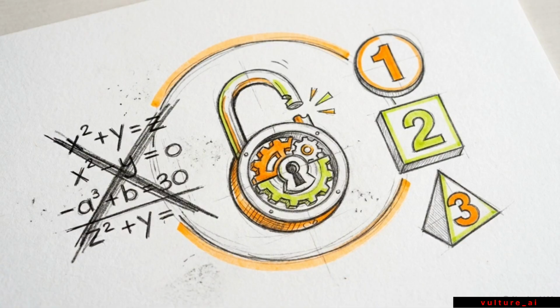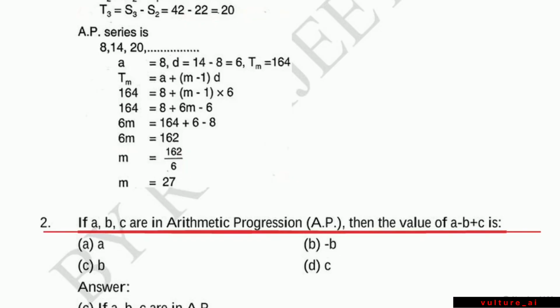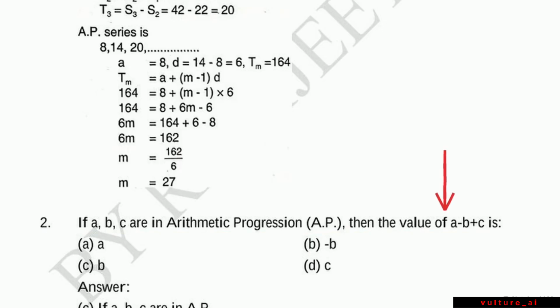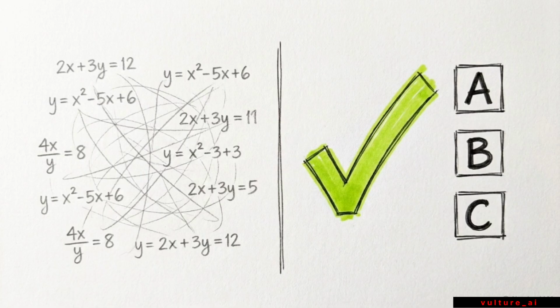Moving to Module 2, we bypass variables completely. Trick 4 is the integer substitution hack. When letters A, B, and C are in an arithmetic progression, immediately replace them with numbers 1, 2, and 3. If asked for A minus B plus C, plug those numbers in. 1 minus 2 plus 3 equals 2. You've solved it. Trick 5 handles word problems using hit and trial.